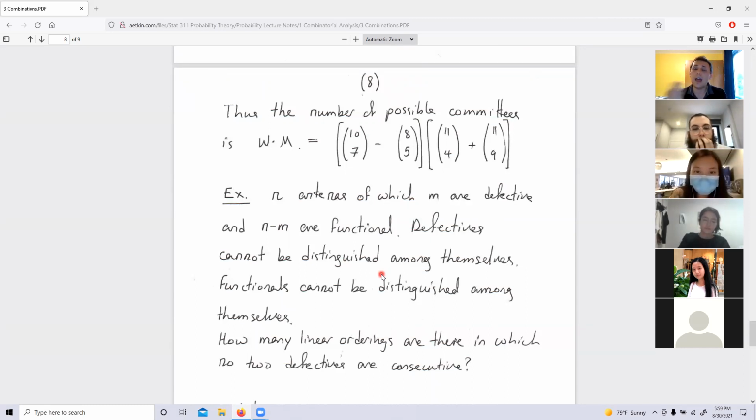We have n antennas, or maybe think of them as batteries. They are either defective or functioning. So m are defective and n minus m are functional, right? Maybe batteries look the same, or I'm not sure about antennas, but let's say batteries look the same. Either the battery is depleted or it's not depleted.